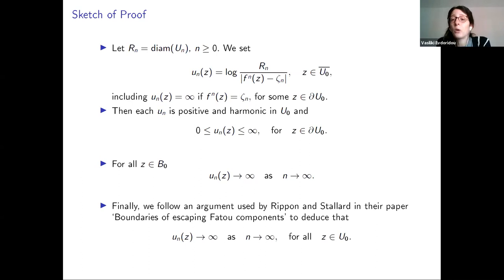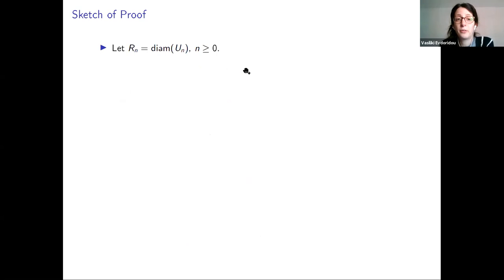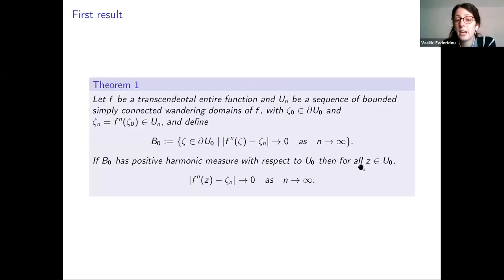Now, what this gives us is that we have u_n(z), which is defined in this way, tending to infinity for all points in the wandering domain, which means that f^n(z) tends to zeta n, as our theorem said: f^n(z) tends to zeta n for all points in the interior of our wandering domain.